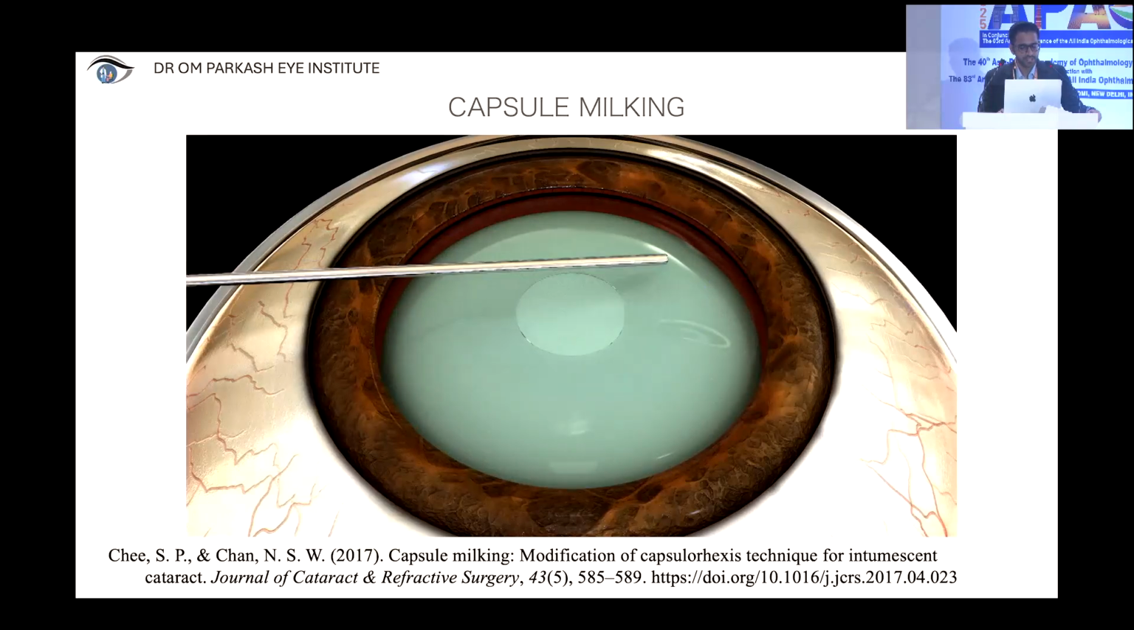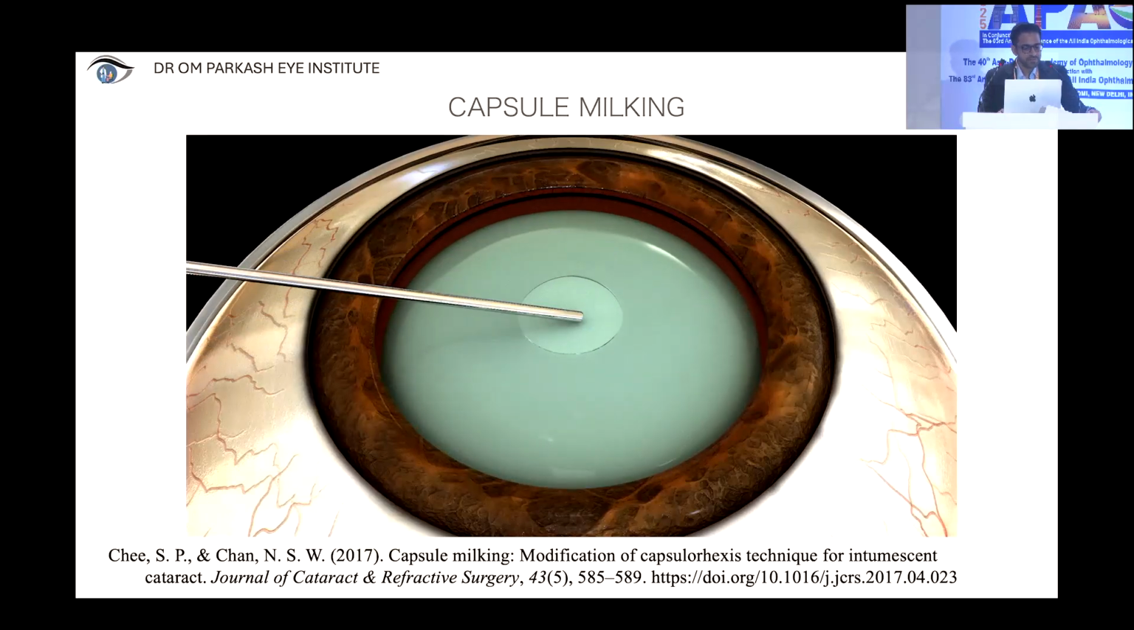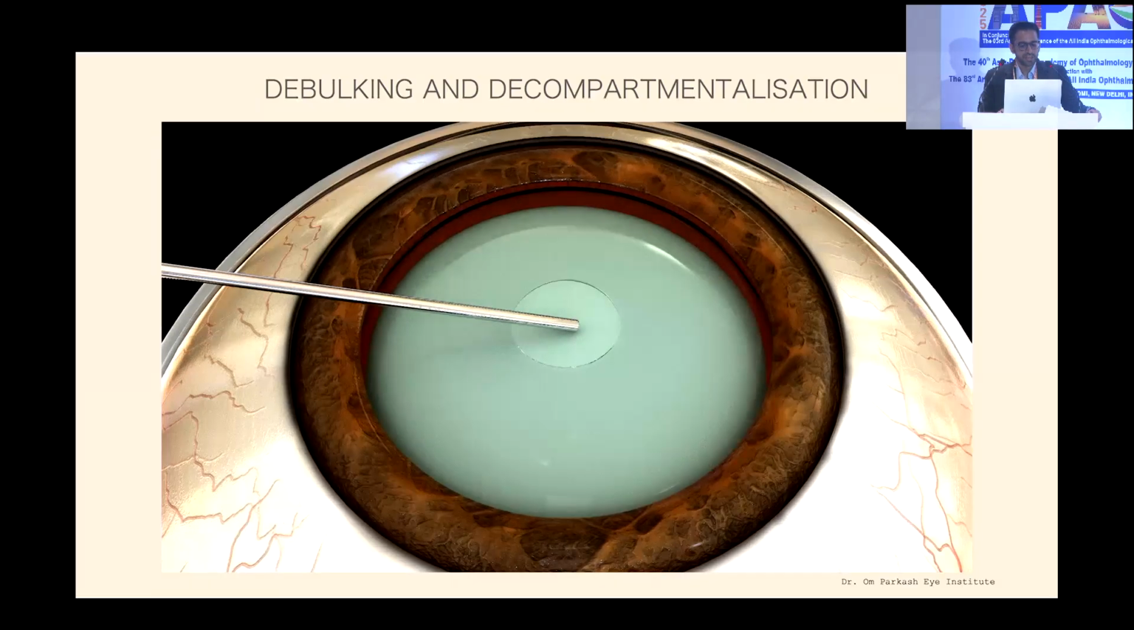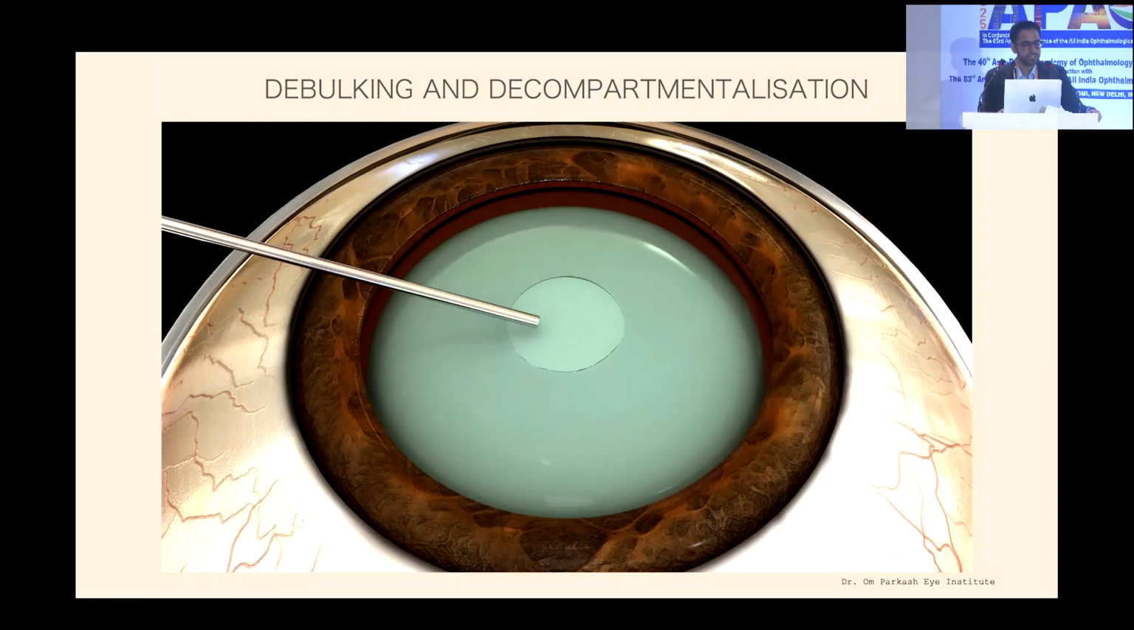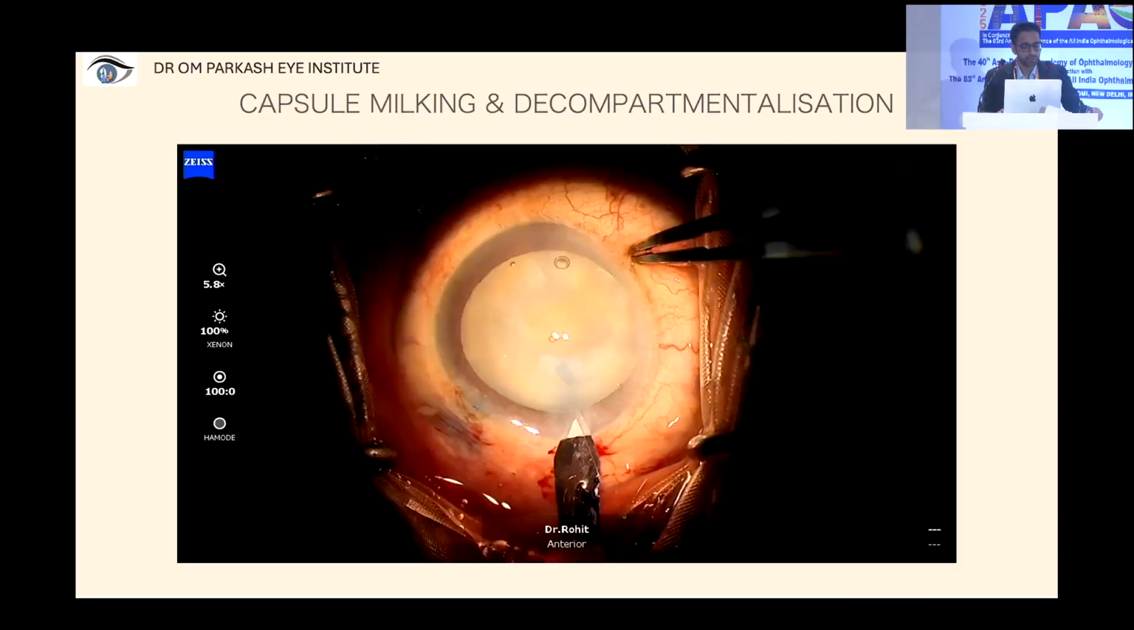This is a very nice way where, with the blunt cannula, you can gently massage the paracentral area and take out the fluid through the center. After that, debulking and decompartmentalization is done with the same cannula. You go in and aspirate, as there is still some fluid in the posterior compartment. You gently tap it, and you take out the fluid from the posterior compartment.